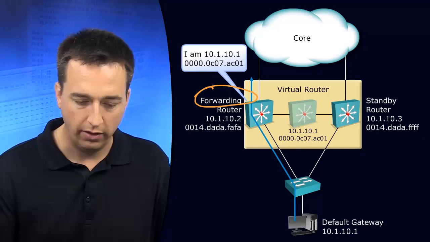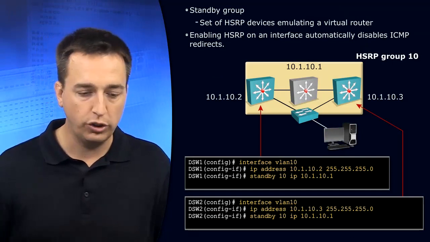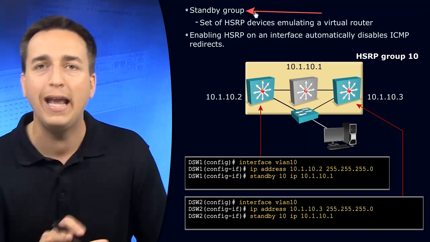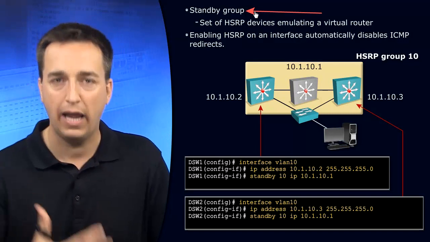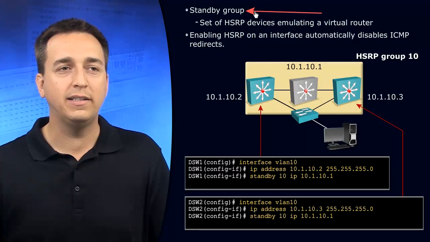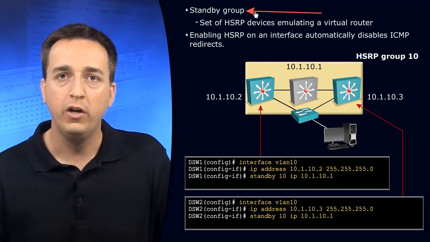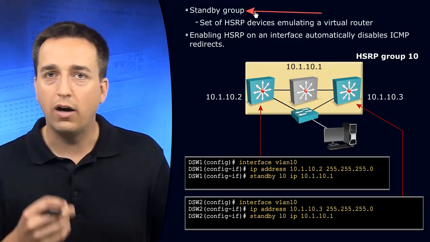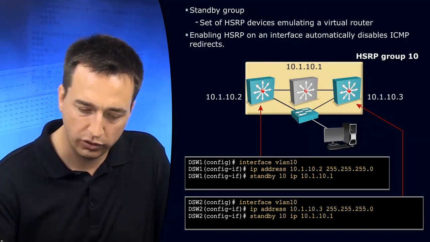So how do we configure all of this? It's relatively simple. You will create what is known as a standby group. Anytime we mention anything HSRP related, it's called a standby group. Everything's standby, standby, standby, as you will see. None of the commands start off with HSRP; they all start with standby. The standby group is going to contain all of those routers that are emulating that one specific virtual router.